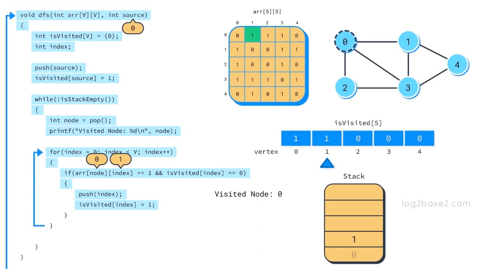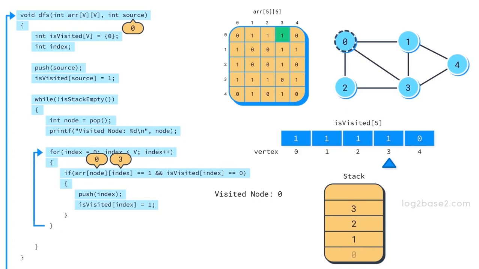Now in the next iteration, index is equal to 2 and ARR of 0, 2 equal to 1 and isVisited of 2 is equal to 0. That is, 2 is a neighbor of 0 and it is not visited yet. So insert it into the stack and make it visited. So isVisited of 2 is equal to 1 now. Now in the next iteration, index is equal to 3 and ARR of 0, 3 equal to 1 and isVisited of 3 is equal to 0. That is, 3 is not visited yet and it is a neighbor of 0. So insert it into the stack and make it visited. So isVisited of 3 is equal to 1 now.